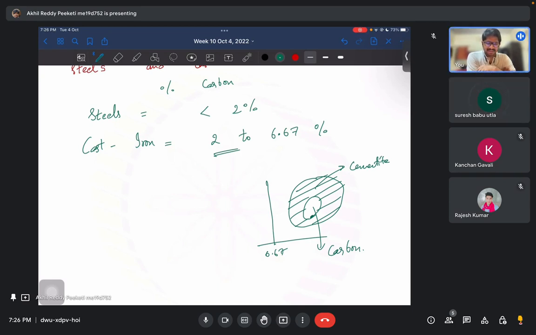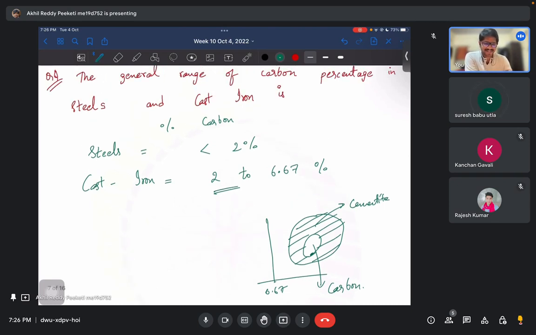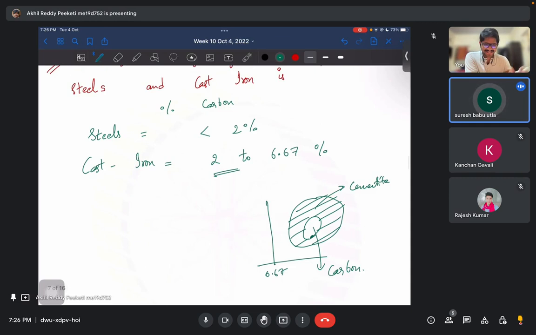It's up to different classifications. Steel has been researched for the last 100, 200 years, so there might be many classifications in between, but in this course we are not going into that depth. This course is basics of material engineering, not an advanced steel course.